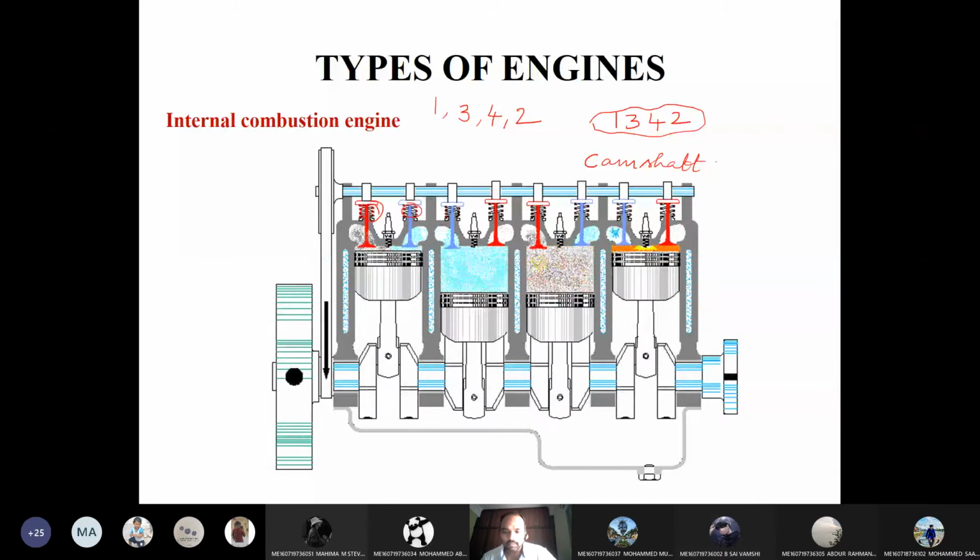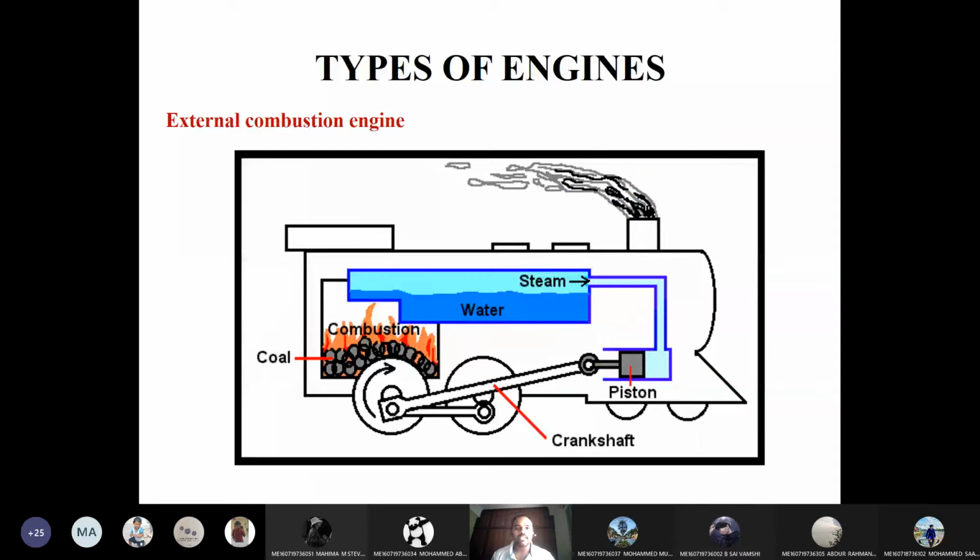Now this is the external combustion engine. We can see it is a steam engine. Somewhere here the combustion is taking place, and due to the combustion, hot gases will be liberated. These hot gases are used to heat the water, thereby the water is converted into steam, and that steam is expanded inside the piston cylinder, thereby the locomotive will start moving. This is the external combustion engine.